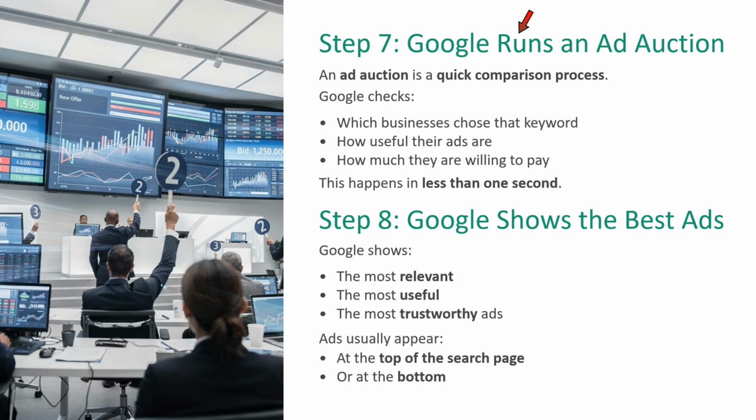Step 7. Google runs an ad auction. An ad auction is a quick comparison process. Google checks which businesses choose that keyword, how useful their ads are, and how much they are willing to pay. This happens in less than 1 second.